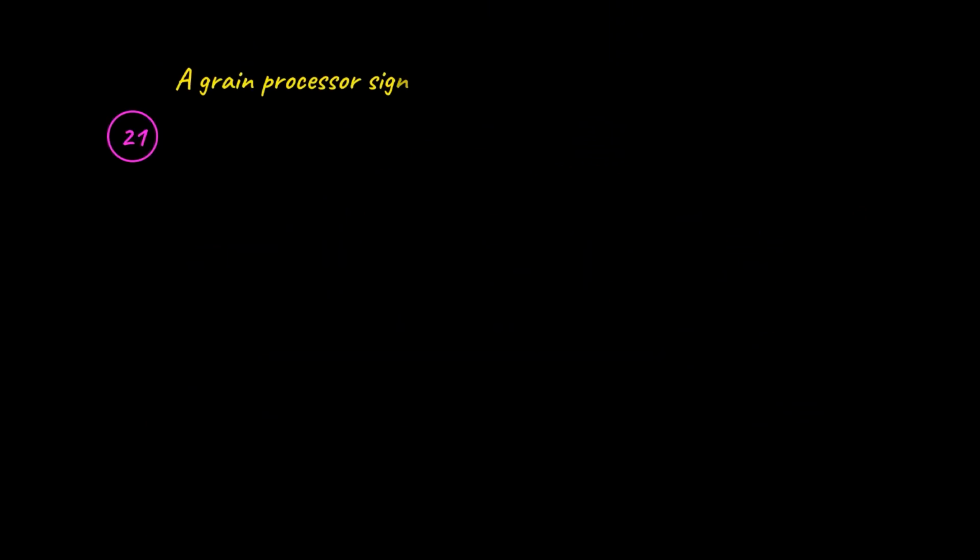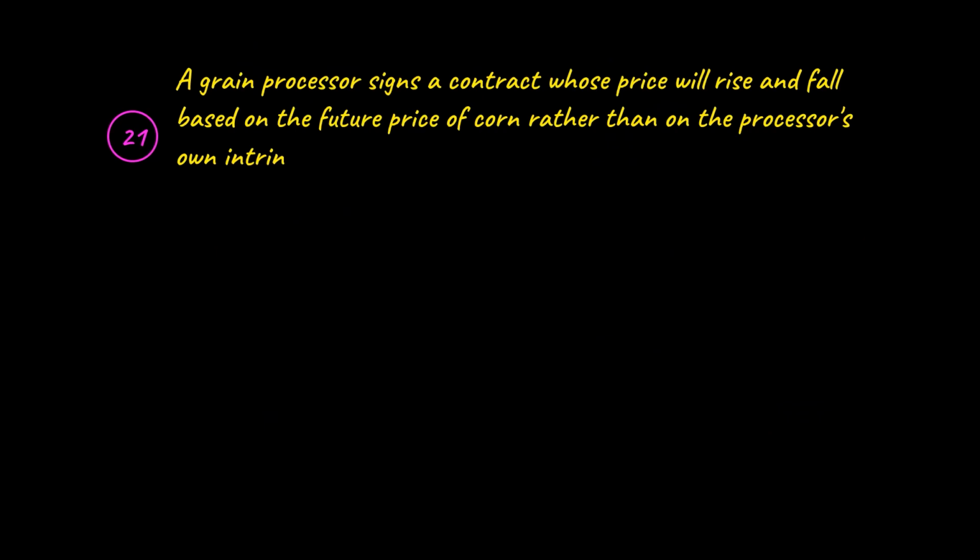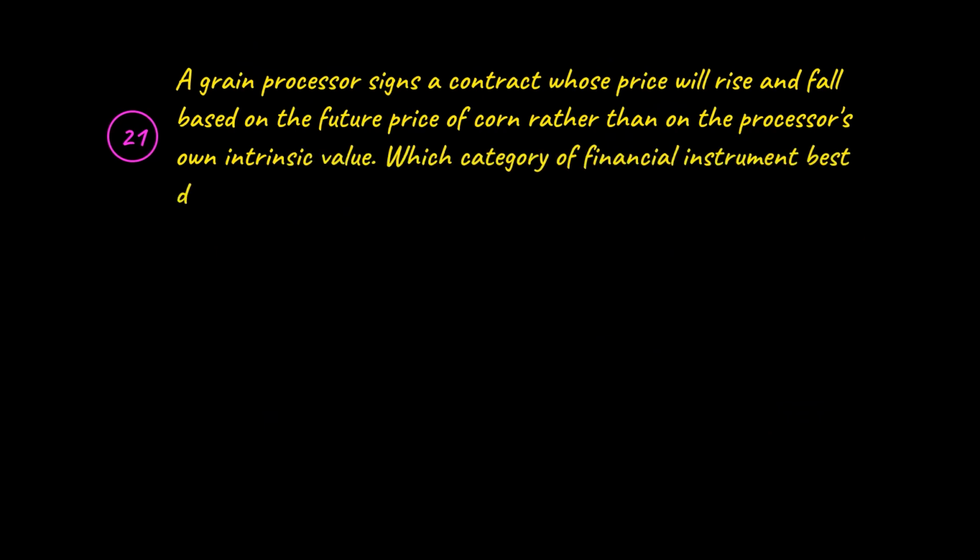Question 21. A grain processor signs a contract whose price will rise and fall based on the future price of corn rather than on the processor's own intrinsic value. Which category of financial instrument best describes this contract?